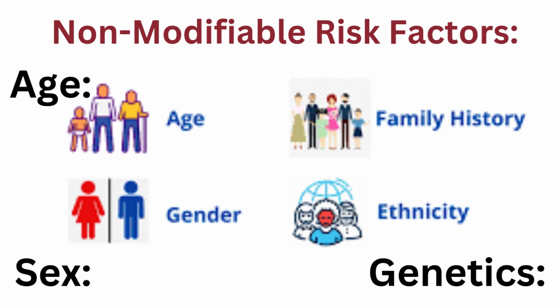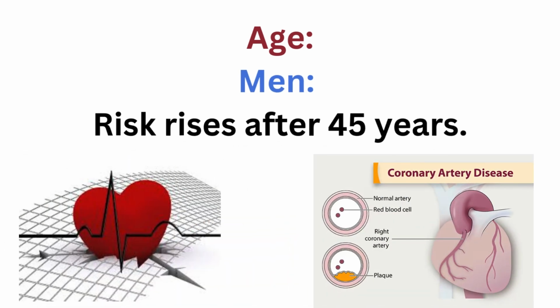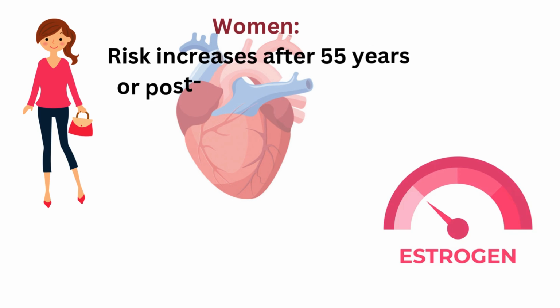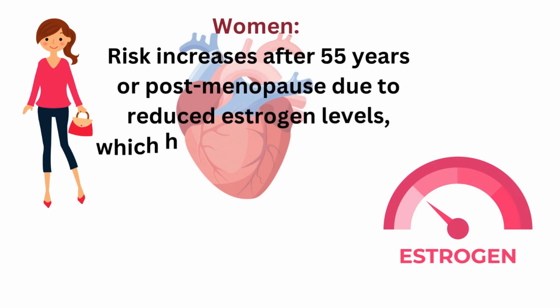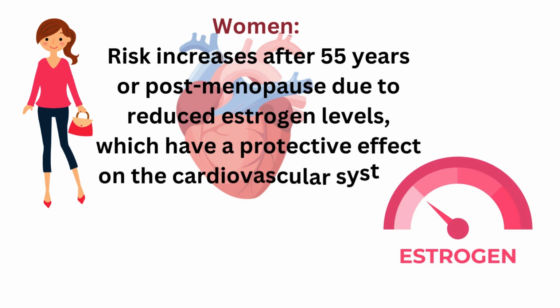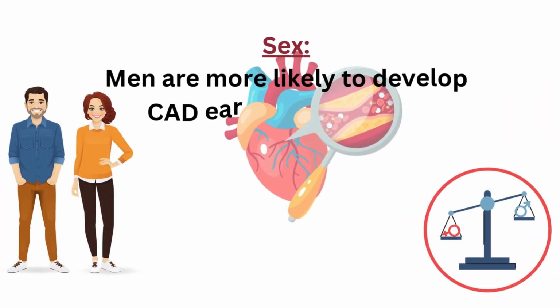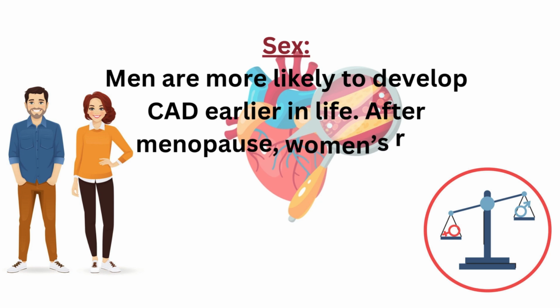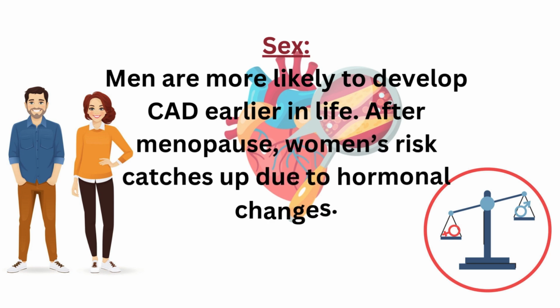Causes and risk factors. Non-modifiable risk factors: age, sex, genetics. Age: in men, risk rises after 45 years. In women, risk increases after 55 years or post-menopause due to reduced estrogen levels, which have a protective effect on the cardiovascular system. Sex: men are more likely to develop coronary artery disease earlier in life. After menopause, women's risk catches up due to hormonal changes.